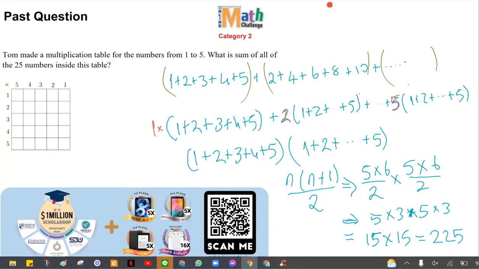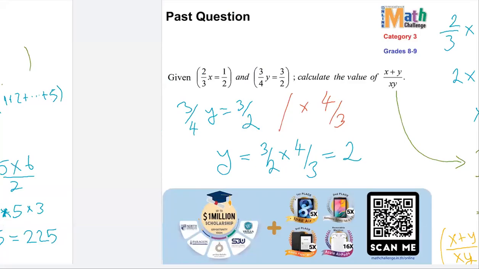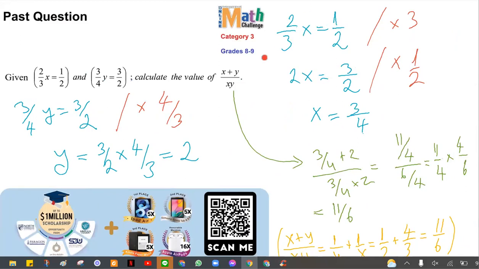So this is my method. There may be other ways. Okay, this is the third question from category 3.